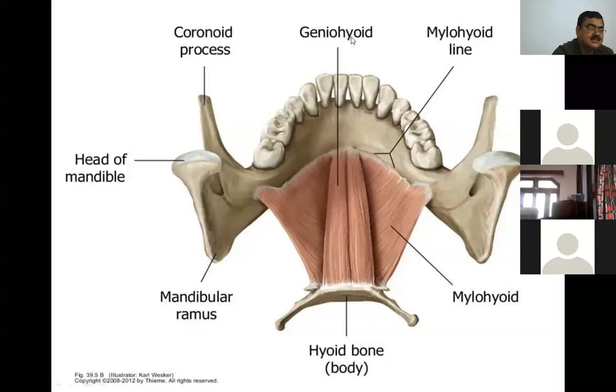Here you can see this is the geniohyoid muscle. Here is the inferior genial tubercle. So from here to here, this is the inferior genial tubercle to the hyoid bone. This is geniohyoid. And here is the mylohyoid line. So mylohyoid line to hyoid bone. This is mylohyoid.